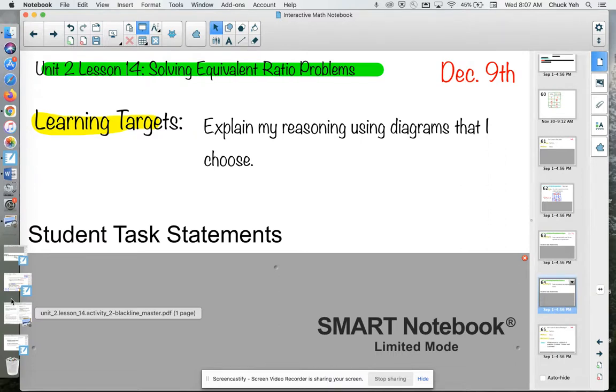Here's the lesson for today, lesson 14. Go ahead and write that down in your notebook and write in your table of contents too. So go ahead and pause it and write that down in your notebook. When you're ready, you can unpause it.